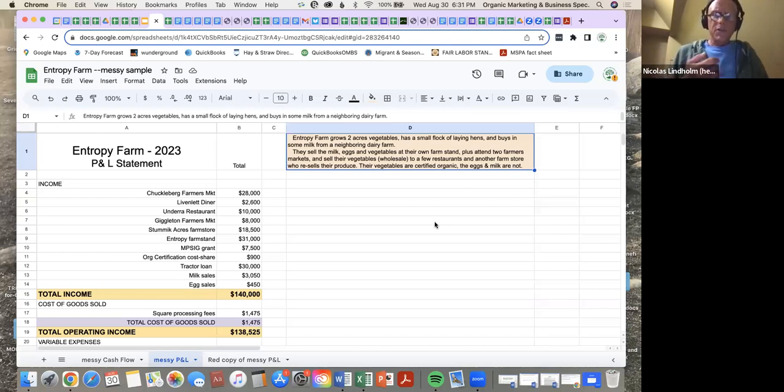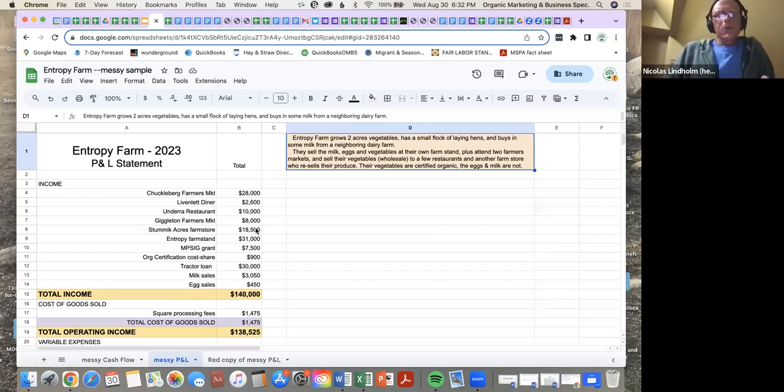They sell the milk, the eggs, and their vegetables at their own farm stand. Plus, they attend 2 farmers markets in their area, and they sell some of their vegetables wholesale to a few restaurants and another farm store who resells their produce. They certify their vegetables as certified organic, and apparently the eggs and the milk are not. So that's kind of a little bit of a backstory.